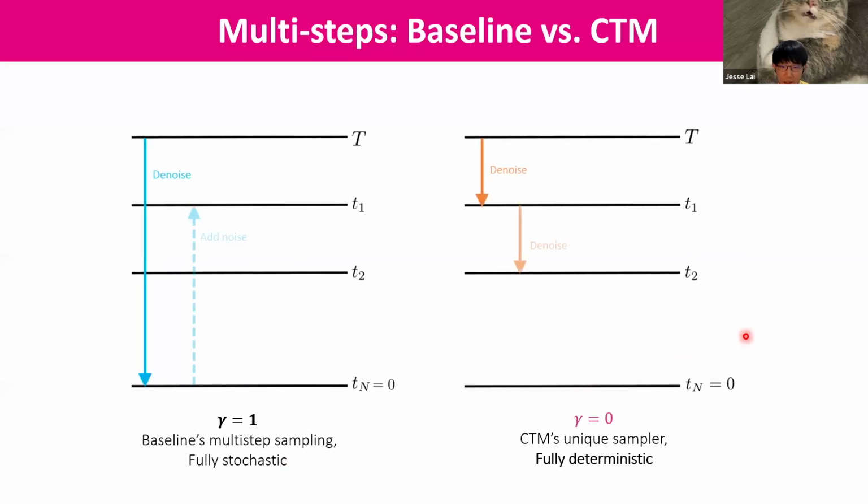In CTM, because we know the entire solution trajectory information, we can gradually move from the very noisy little by little to the very clean. So if we think of it in this way, the CM or baseline multi-step sampling is totally stochastic. But for CTM, we can have some deterministic sampling methods.